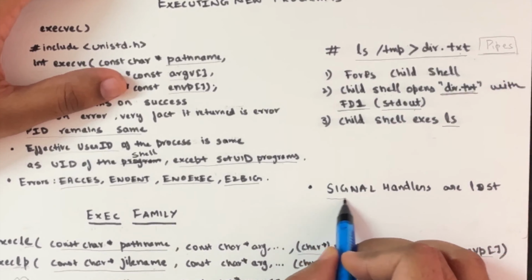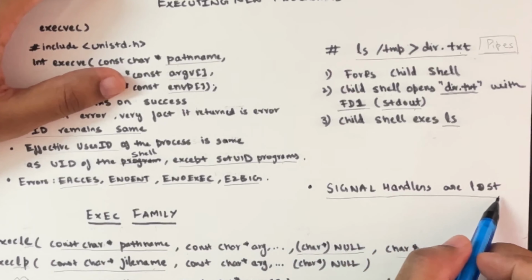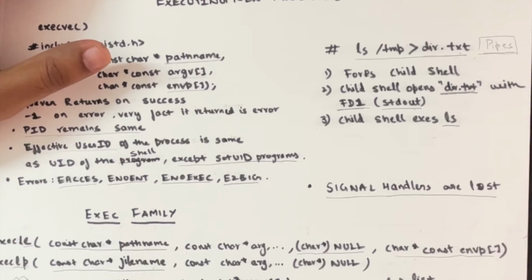It is also important to note that all the signal handlers are lost once an exec is performed. This is because the entire memory of the process is replaced.